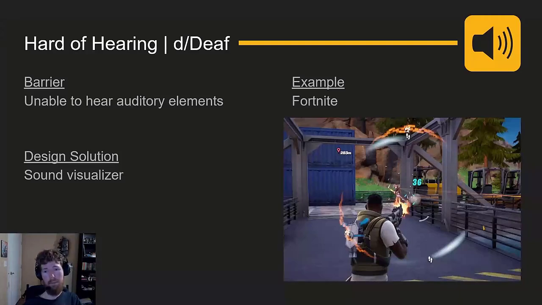Now, however, if auditory feedback is integral to your gameplay, something like Fortnite's Sound Visualizer is an interesting design space to explore. The Fortnite Sound Visualizer was originally created for people who couldn't play with sound, like on public transport. That choice helped people with hearing loss, and eventually was adopted by the whole player base.